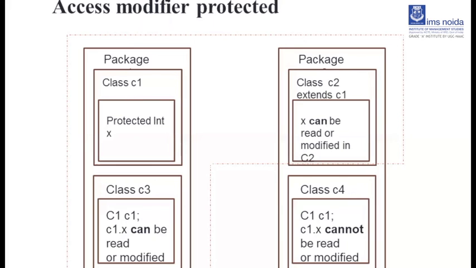Third is the access modifier protected. If we make a variable protected, then within the same package it will work. You can see clearly here, in C1 we can access X, and X can be read or modified in class C3. But with the help of inheritance we can access X in class C2, in another package. That means we can extend C1 in C2. Without extending, we cannot use that X in another package.